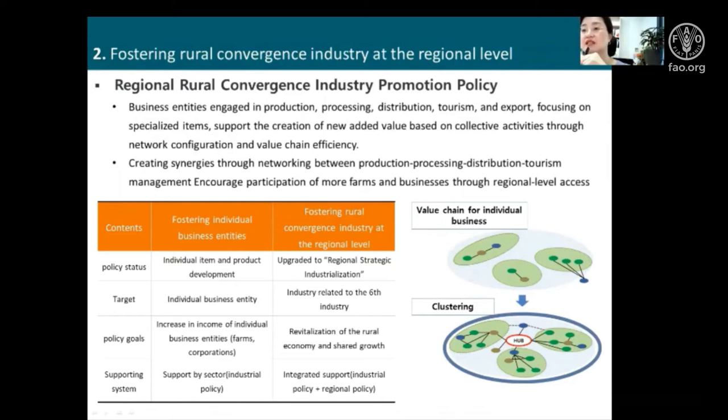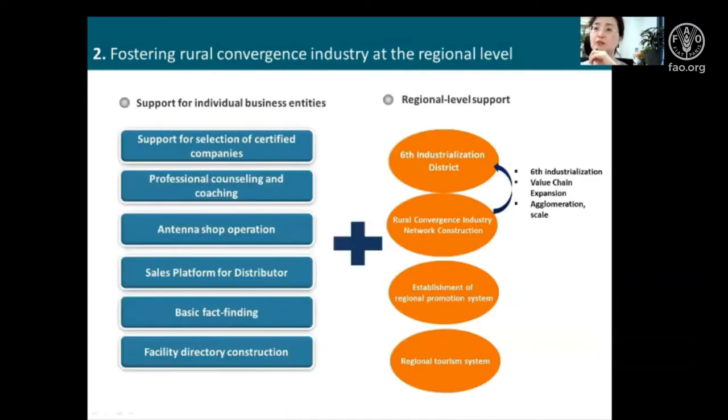For this to work, the key is that industrial policies and regional development policies are supported together in an integrated manner rather than support for each industry individually. When supporting an individual business entity, the certified company is selected and professional counseling is supported, an antenna shop is operated, and basic fact finding is supported by government.